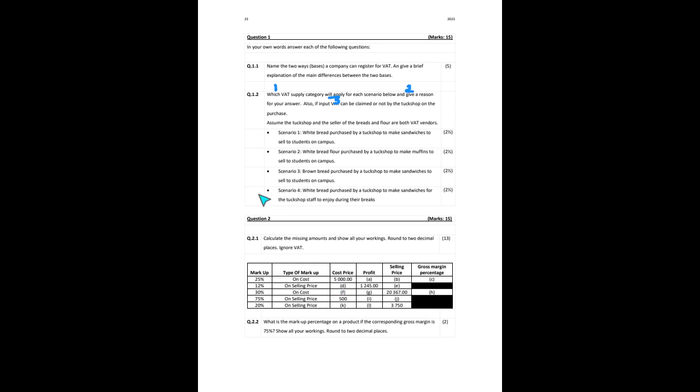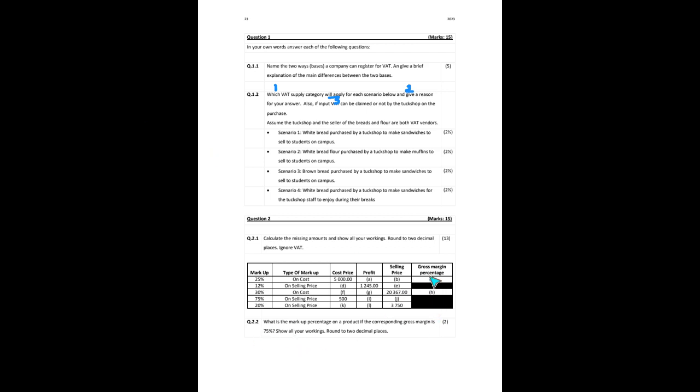So depending on which way round we're doing it, our calculations for the missing amounts will depend on whether it's a percentage of cost or a percentage of selling. So go and have a look at that announcement that I sent you. I've given you the detailed calculations for that. And then this question 2.2, I want you to think about this one yourself. What is the markup percentage on a product if the corresponding gross margin is 75%?